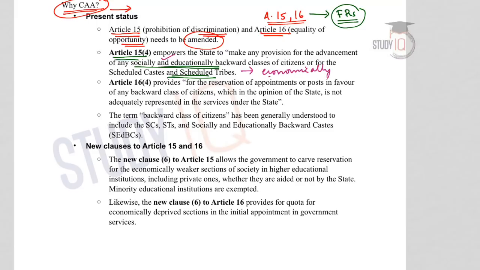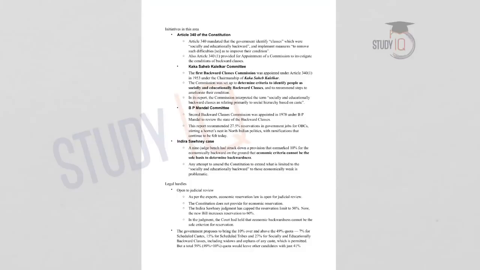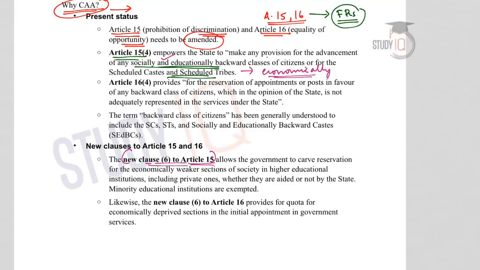So there is a need to add the provision for economically backward classes also, and therefore the government has introduced a new clause, that is clause 6 of Article 15. So under clause 6 of Article 15, this will allow the government to carve out reservation for economically weaker sections of the society. So the term economically weaker will be added.